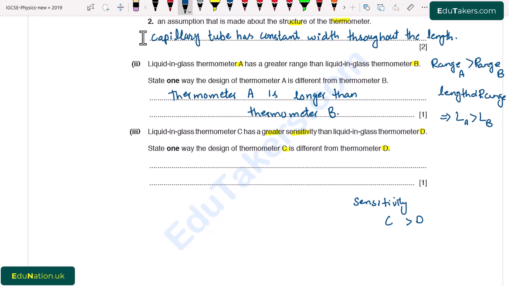So I write here liquid in thermometer C has greater expansion rate than thermometer D.